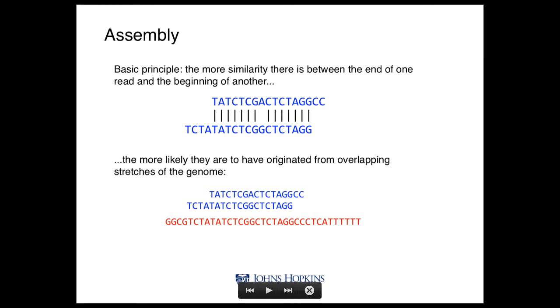So in this example, the suffix of this read matches the prefix of this one. We can infer that they probably came from overlapping regions of the genome, and we could merge their sequences together to build a slightly longer sequence by just adding this terminal suffix CC onto here, and that's extended that read by a couple of bases. Okay, is this all clear, like why we want to find overlaps between our reads?